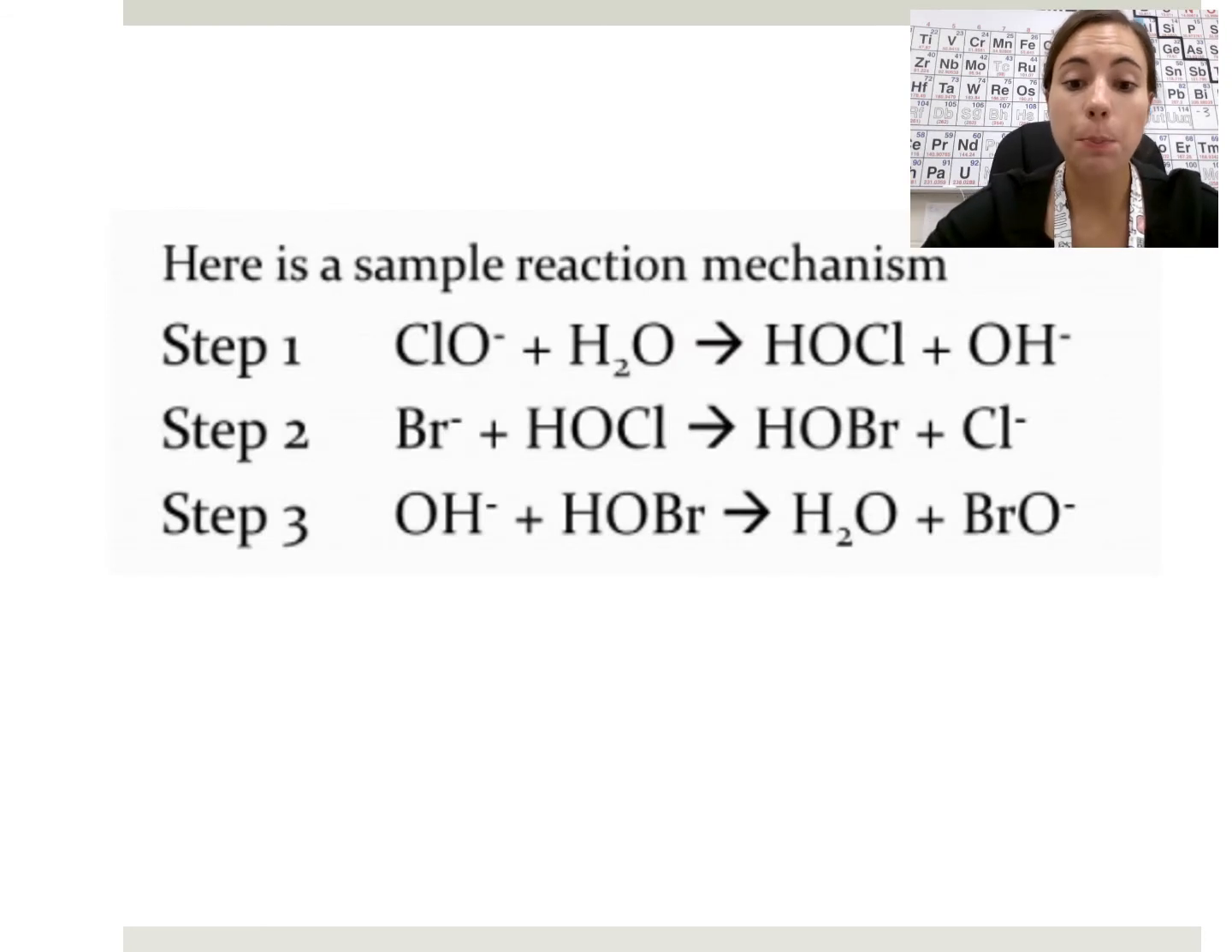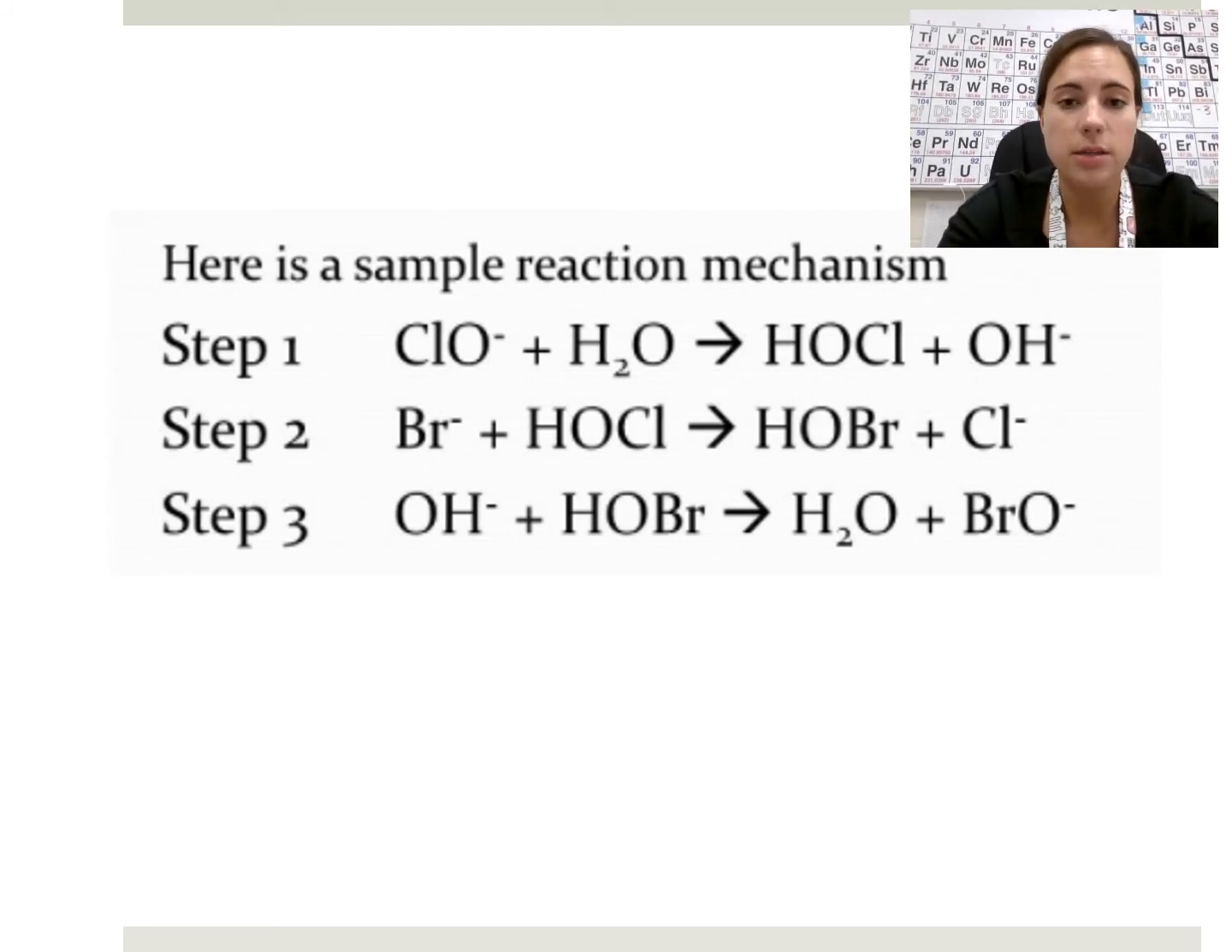Okay, so let's practice canceling out parts of the mechanism so that the steps add up to the overall or net reaction. I look for anything that's a product in one step and a reactant in the other step, or a reactant in one step and a product in another step. So the first thing I see is water: reactant here, product there, so I cancel it out.